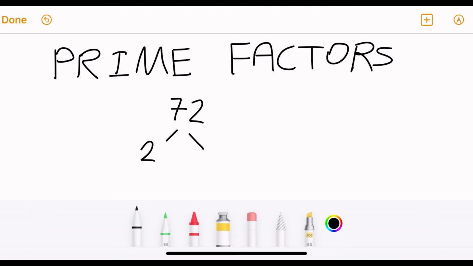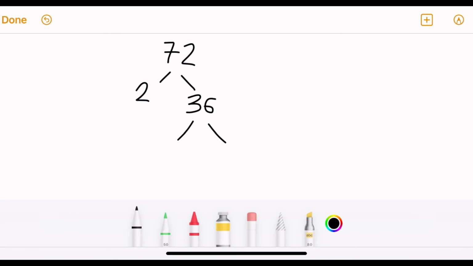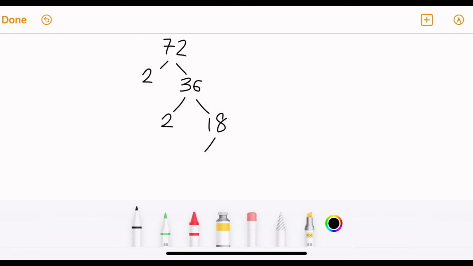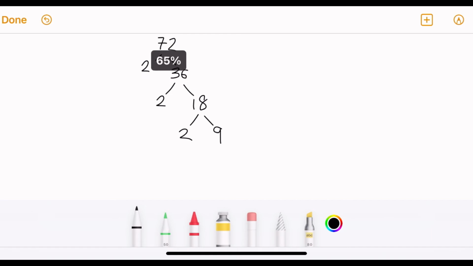So 72 divided by 2, and then we write that number over here. So that is 36. And then continue doing that with 36. An obvious prime factor of 36 is 2 again. And 36 divided by 2 gives us 18. And one more time, an obvious prime factor of 18 is 2 again. 2 times 9 is 18. So notice that the two branches below that number will multiply to give the number on top of them.